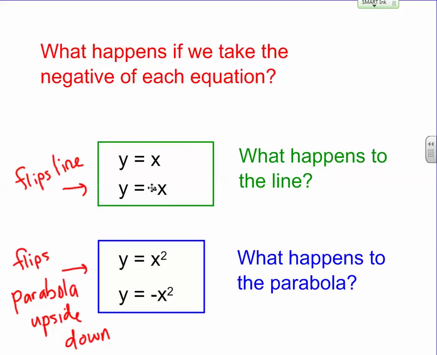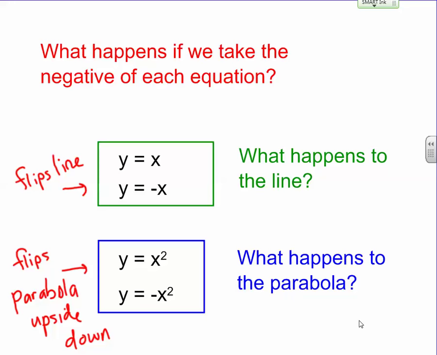And then what happens if we take the opposite? If we take the negative of each equation, and you guys found that the opposite of up is down, so the entire identity function is flipped. It's completely flipped. Instead of going uphill, now it goes downhill for y equals the opposite of x. And the same thing with y equals x squared. If we take the opposite of x squared, the entire parabola, instead of opening up, it's flipped upside down.